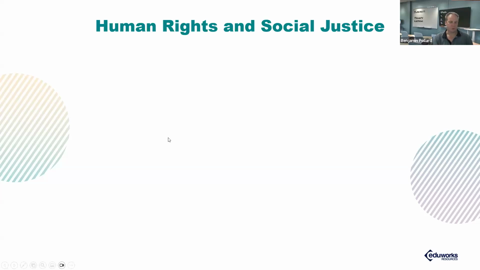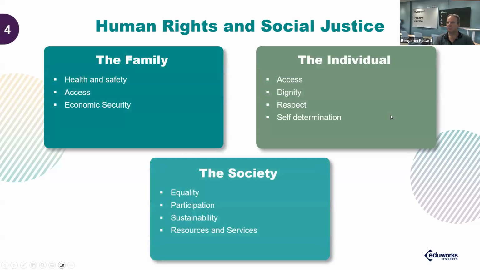Okay, good. So human rights and social justice, two very topical things in the world at the moment. We look at these from three points: the family, the individual, and the society. At the simplest level, we're talking about human rights and justice for the individual. The points we've talked about there are access to the same opportunities as everyone else, dignity in their life, respect for them as a human being, and the ability to determine their own path in life.